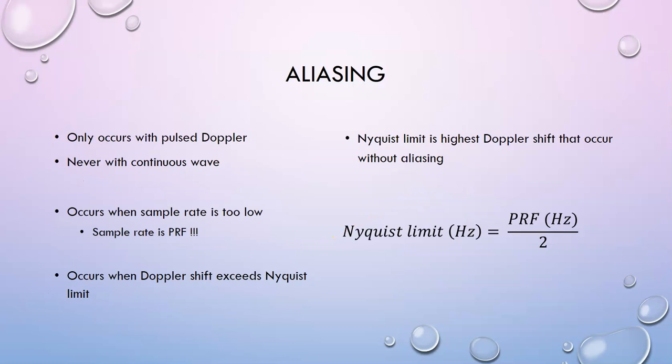Aliasing will only occur with pulse Doppler, never with continuous wave. Aliasing occurs when the sample rate is too low. Your sample rate is your PRF, your pulse repetition frequency. Aliasing occurs when the Doppler shift exceeds the Nyquist limit. And the Nyquist limit is the PRF, the pulse repetition frequency, divided by 2. Another way of saying that is that the Nyquist limit is the highest Doppler shift that can occur without aliasing.